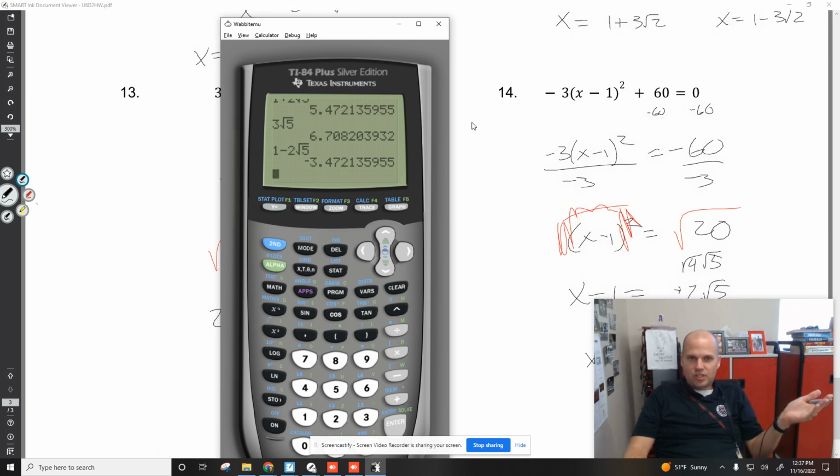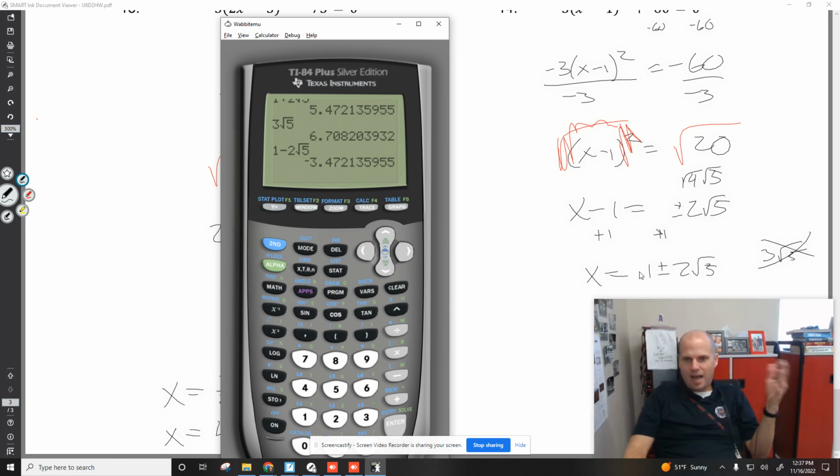We could graph, we could see that. We could see the vertex is going to be at 60. It's going to open downward. The vertex is at 1. We add and subtract this distance. We'll see that with the quadratic formula. So hopefully you understood this.